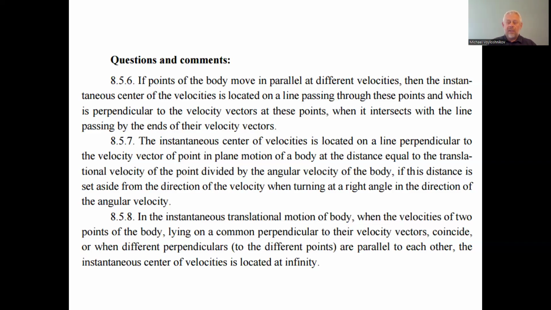Yes, it is. If the mechanical body has zero angular velocity, then all points of the moving body have equal translational velocities, directed in one direction. So we have no instantaneous center of velocity, as the whole body moves progressively, in translation, so it is not rotation. This is understood. Thank you.